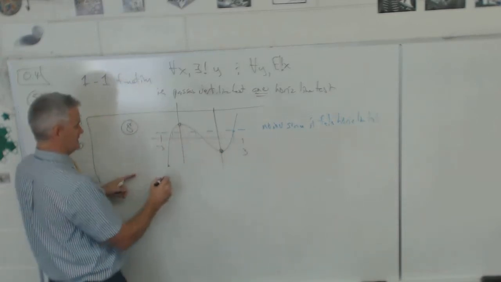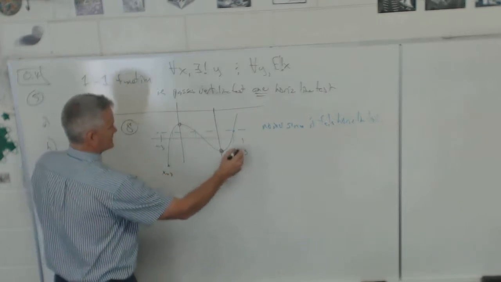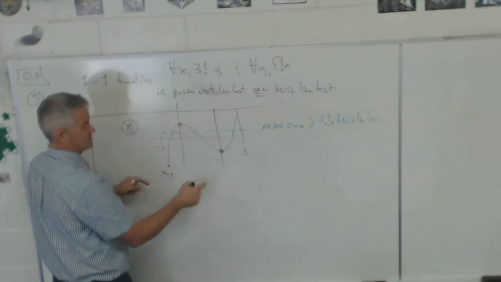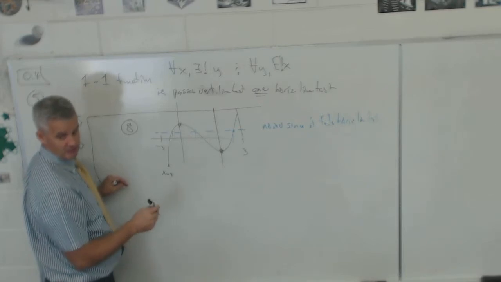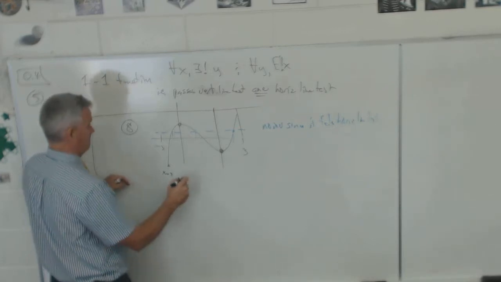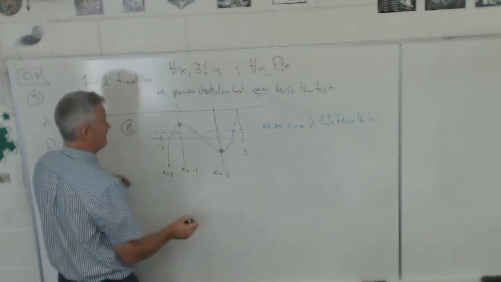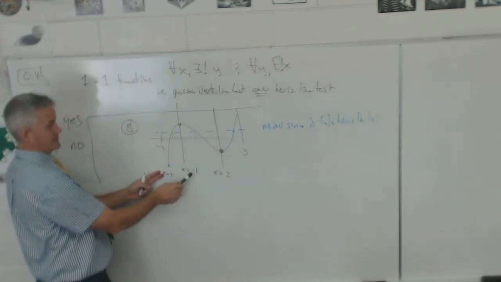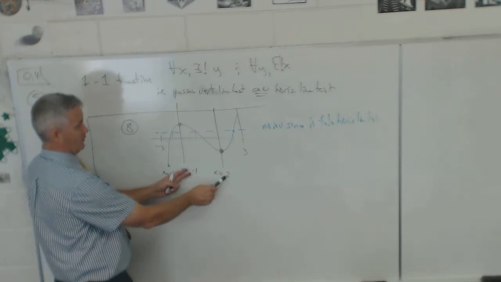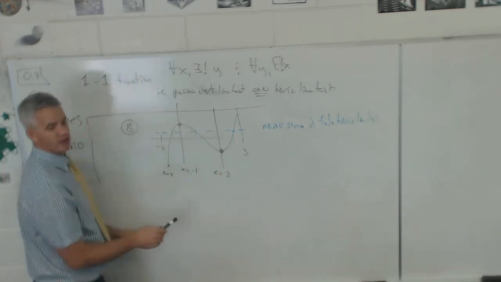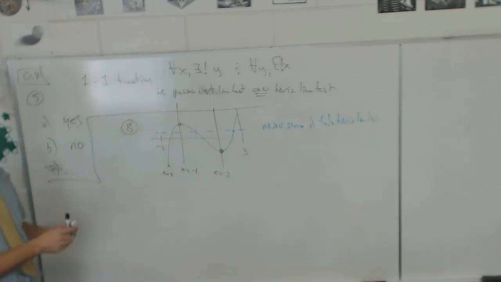From the graph, this x value is negative 3, this x value is 3. What are these 2 x values? From the graph, can you tell? They're negative 1 and 2. So, negative 3 to negative 1, negative 1 to 2, 2 to 3, those are the intervals. Each of those subintervals would have an inverse function.